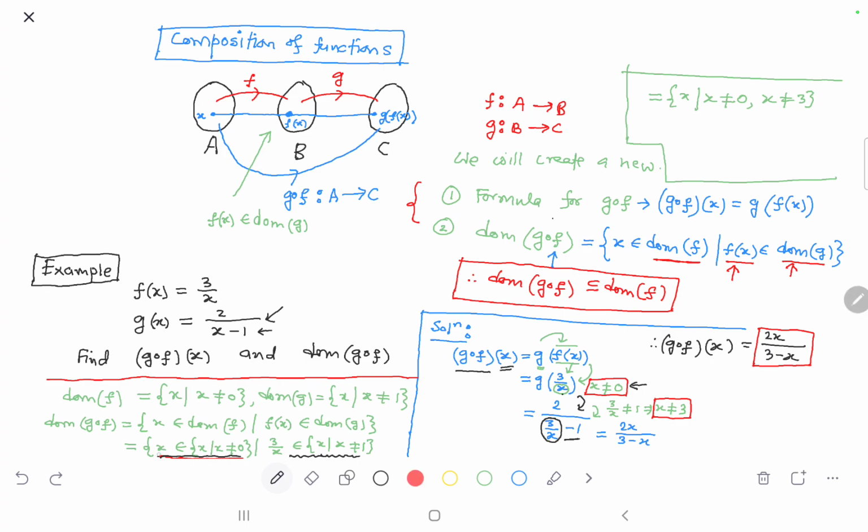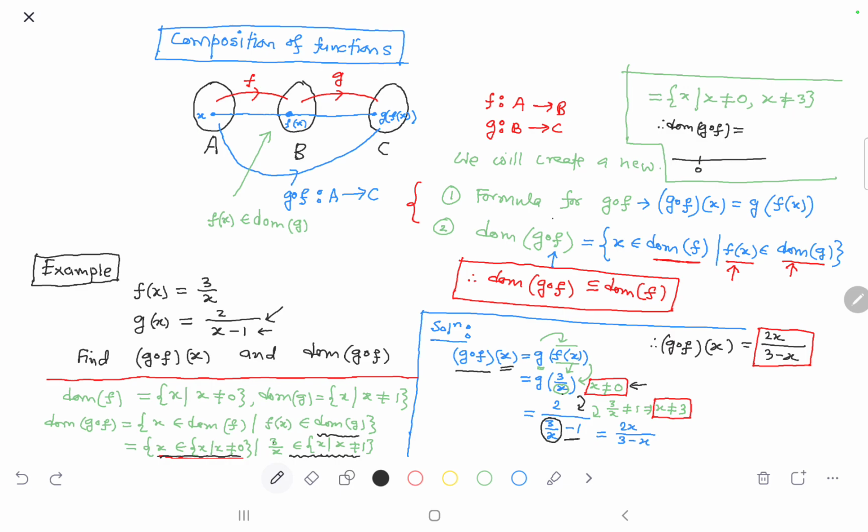So we are taking those numbers X for which X not equal to 0 and also 3 over X not equal to 1. Okay, maybe it may confuse you. This is a set, so do not mix 3 over X and X. You think 3 over X is X and it is not equal to 1. Okay? Yeah. Like that. So what are we getting? So the domain of g composition f is basically all the numbers except 0 and 3.